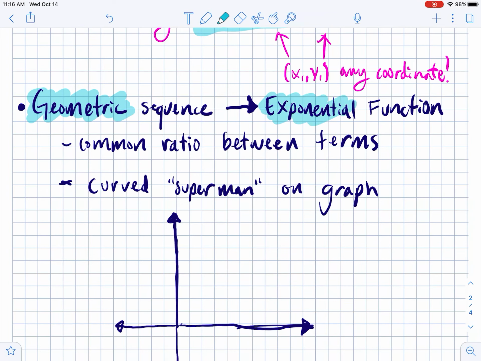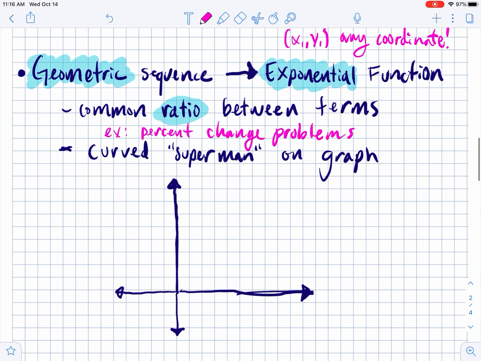Geometric sequences have turned into exponential functions in function land. They still have a common ratio, which means that it's a number that's being multiplied by each time. Remember that a lot of percentage problems are exponentials, like something that's going up by 20%, or like a pool that's draining and it's losing 15% every hour, something like that.